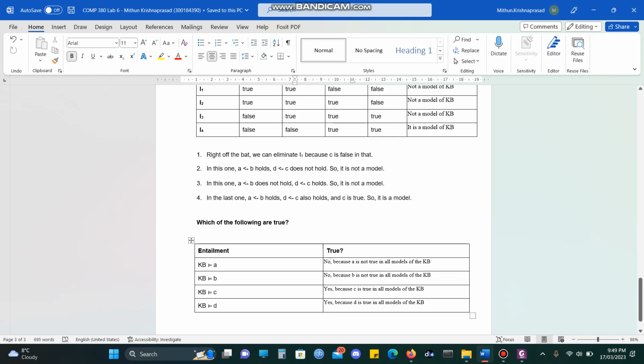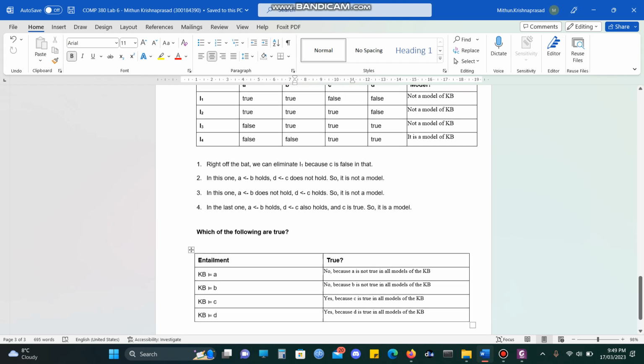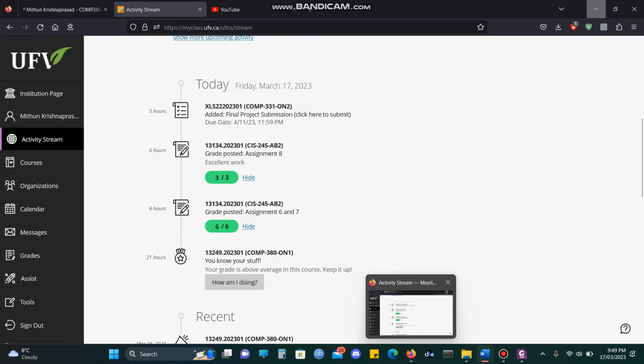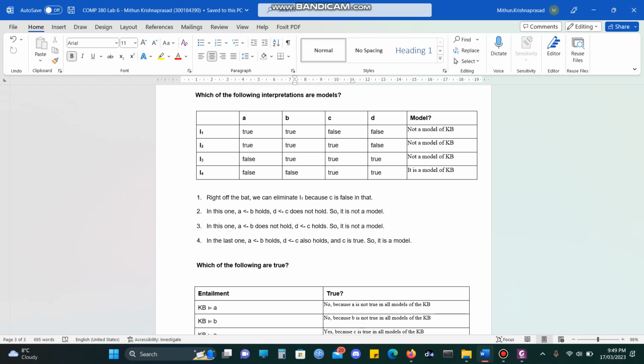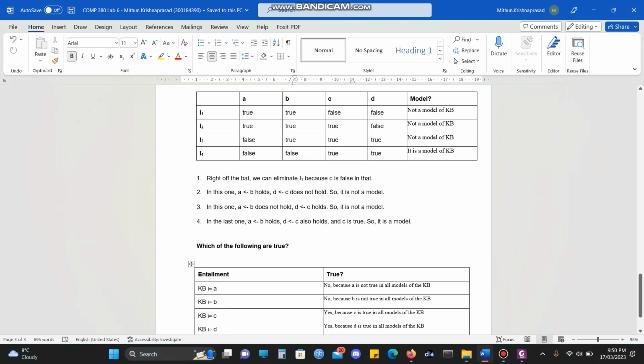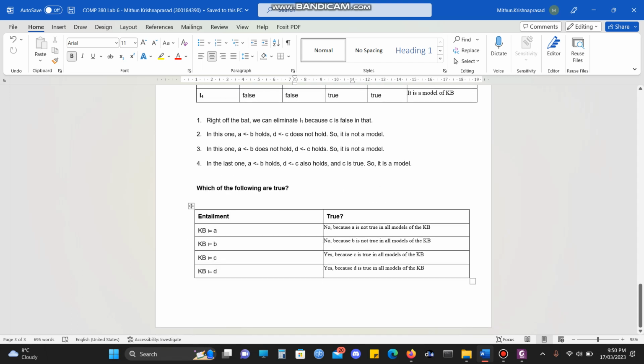And then we're given a few entailments over here. In this case, the first two will not be true, because for it to be true, it has to be true in all models of the KB. In our case, we only have one model, and essentially here it means that A and B are false. This is the only model of the KB, so we can say that no, it is not true. However, C and D are true over here, and that is why we can say yes, it is true in all models of the KB.